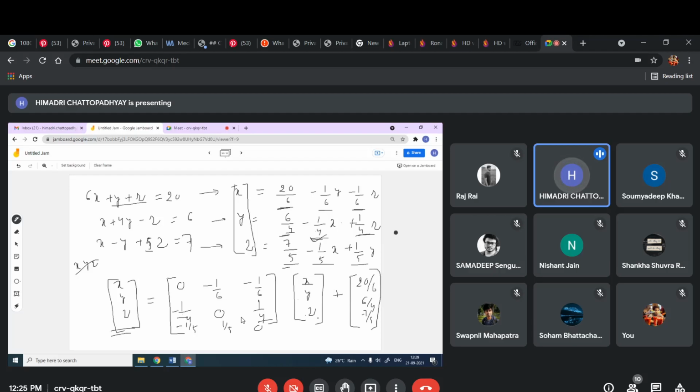You see, they are the same. But in the iterative process, they are not the same. I assume something. I assume x is 20 by 6. You can do with x equal to 1, y equal to 5, whatever, but this works very well. You start with x equal to 20 by 6, y equal to 6 by 4, z equal to 7 by 5. So this is your value you put. You start x0, y0, z0.